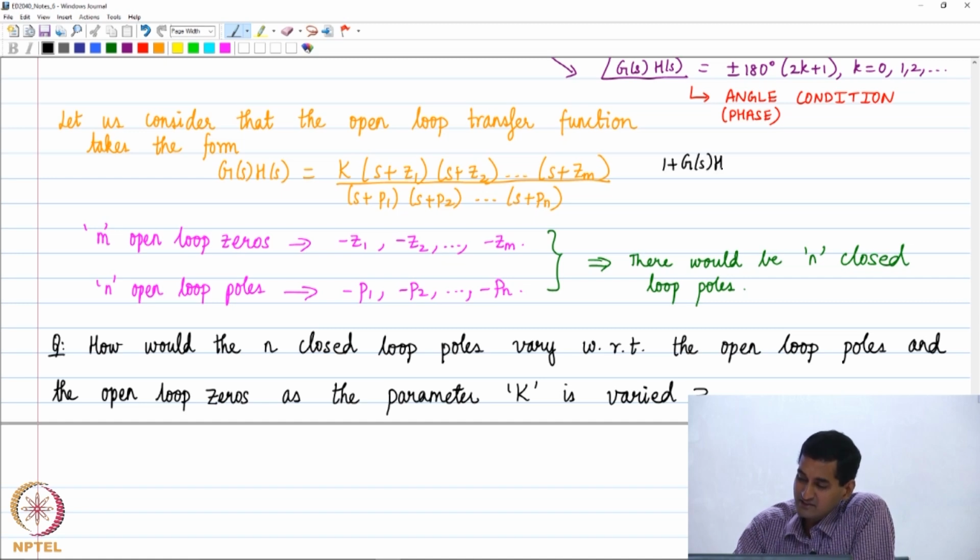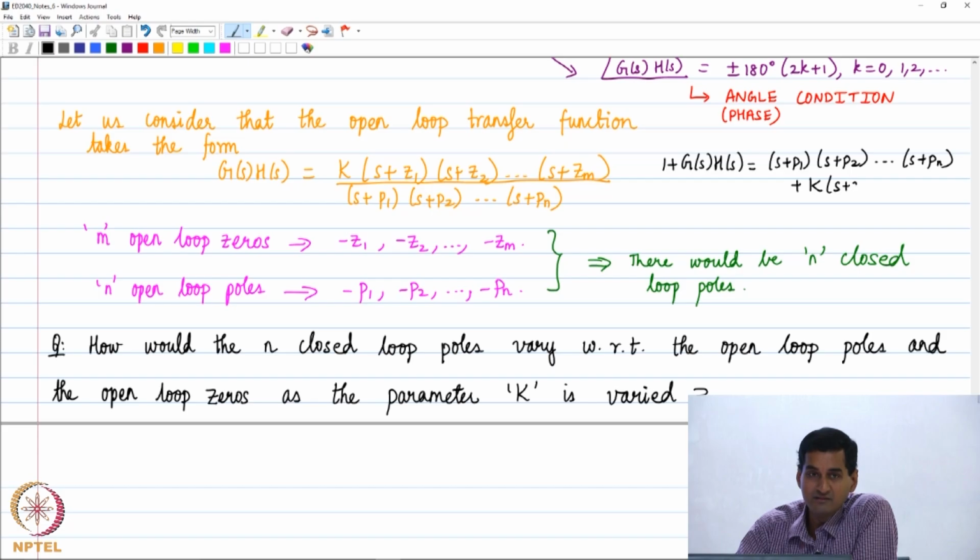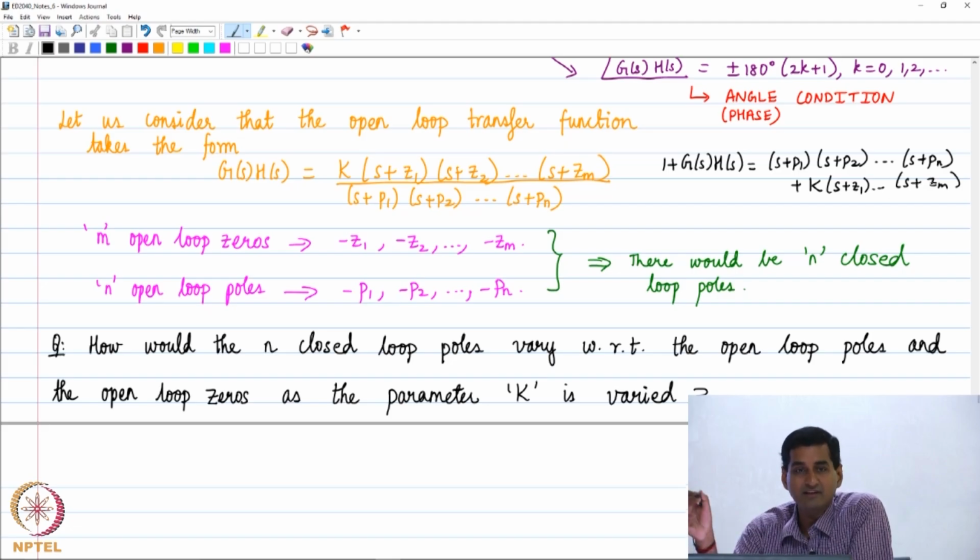So what will be 1 plus G(s)H(s) here? It will be 1 plus this, right? So I will have s plus p1 in the denominator, which remains the same, but we are evaluating for the numerator. So the closed loop characteristic equation will be this. Of course, you will have it divided by (s plus p1) times (s plus pn), which you anyway take to the other side, and it will become 0. So essentially, if you solve this, you are solving this.